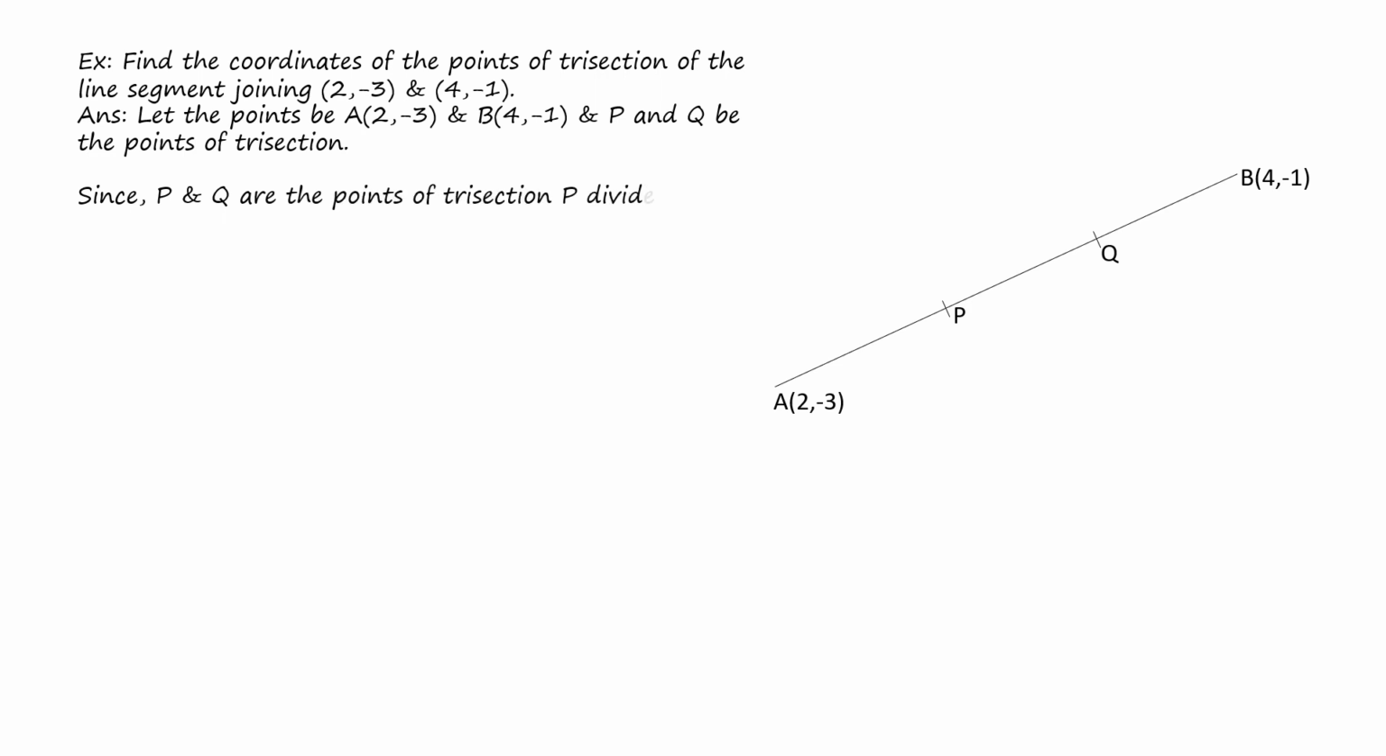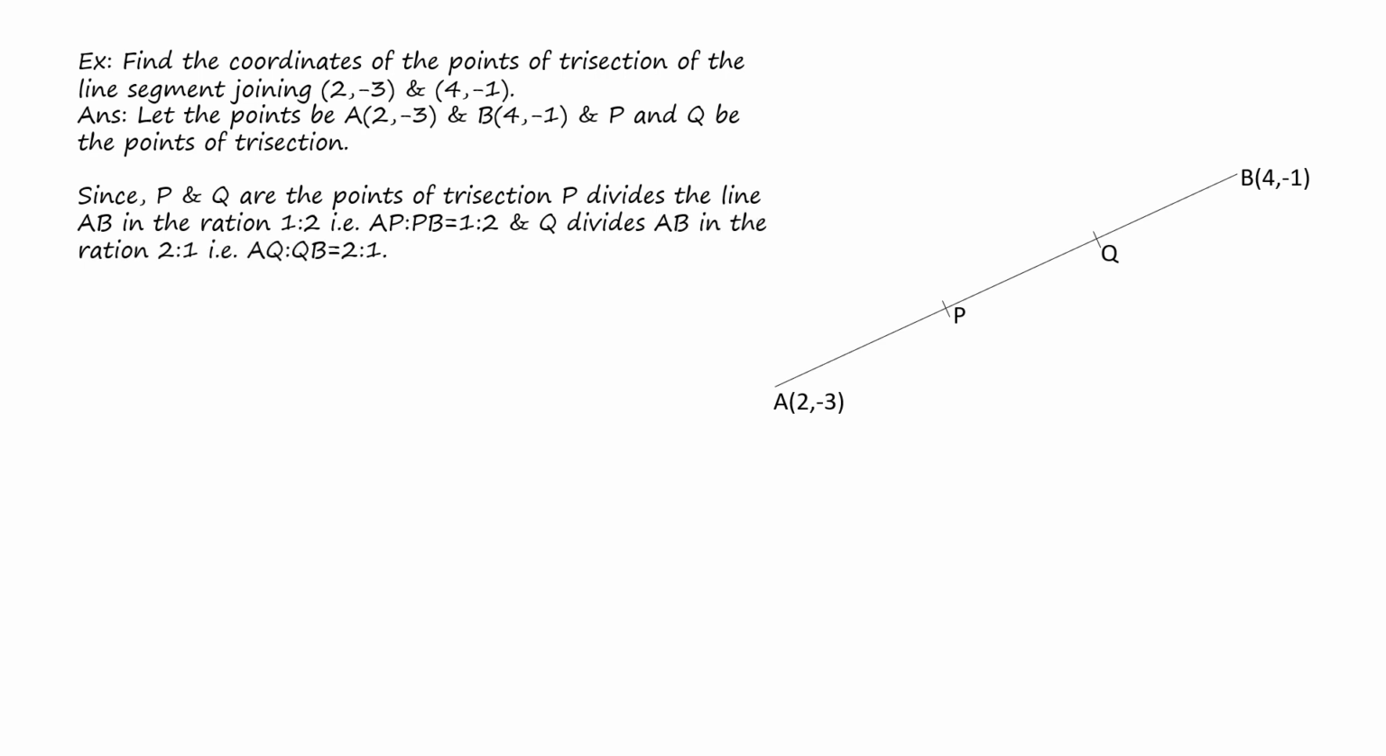Since P and Q are the points of trisection, P divides AB in the ratio 1:2, that means AP:PB equals 1:2, and Q divides AB in the ratio 2:1, or we can write AQ:QB equals 2:1. Here A(x1, y1) equals (2, -3) and B(x2, y2) equals (4, -1).